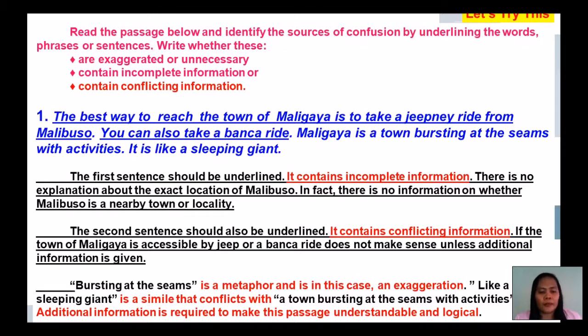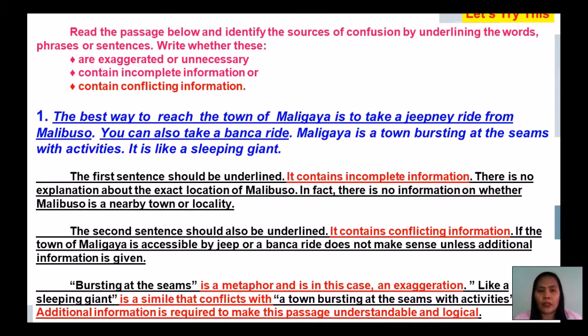Bursting at the seams is a metaphor and is in this case an exaggeration. Like a sleeping giant is a simile that conflicts with a town bursting at the seams with activities. Additional information is required to make this passage understandable and logical.